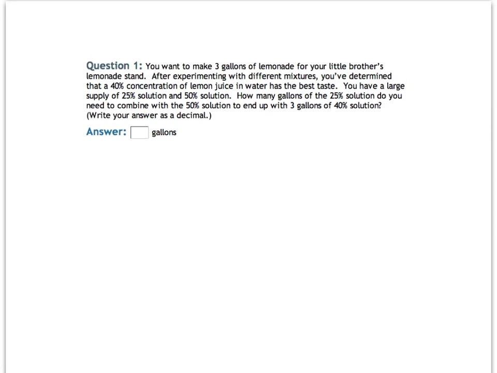We're going to use our A plus B, but now instead of 13, we know that we wanted 3 gallons of lemonade. So that's our one about the quantity or amount of lemonade that we're going to make. The next one is about the percent of the solutions. And we had a 25% and a 50%, and they resulted in a 40%. So I'm going to put my 40% last here.